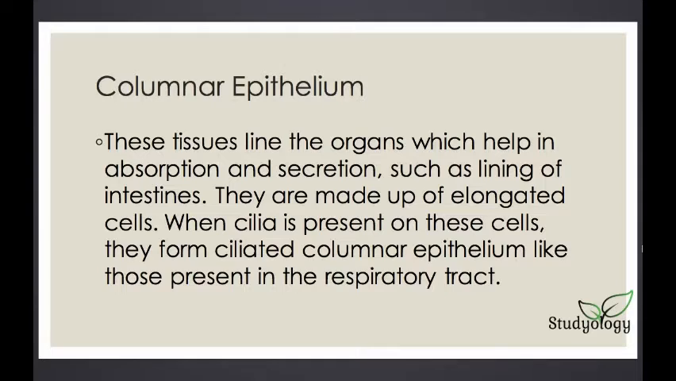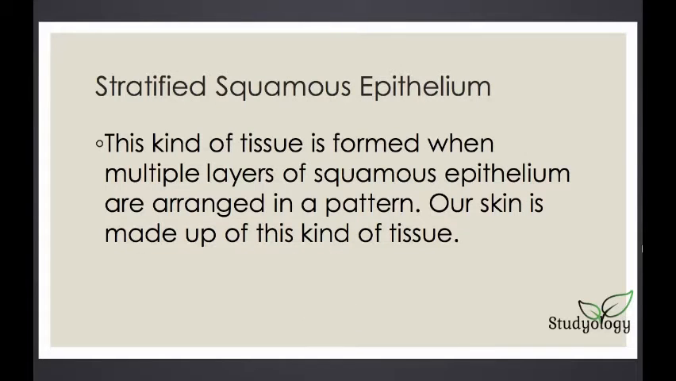Next is the stratified squamous epithelium. This kind of tissue is formed when multiple layers of squamous epithelium are arranged in a pattern. Our skin is made up of this kind of tissue. So this tissue is formed when the squamous epithelium are arranged in a particular way, and this is mainly present in our skin.